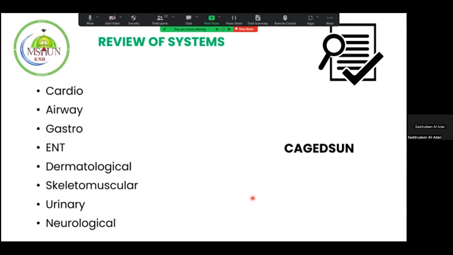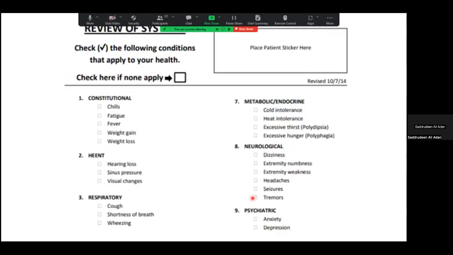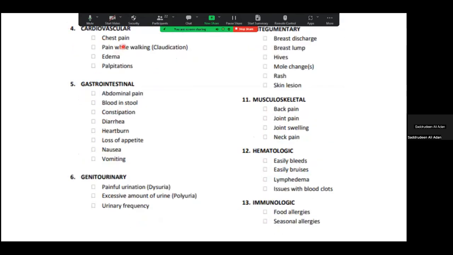I'm not saying you use this, but this is just how you can do your review of systems, a quick overview. For example, just three things and move on. Neurological, you can check about dizziness, numbness, weakness, headache, seizures, and tremors. Cardiovascular, severe chest pain while walking or claudication, edema. Gastrointestinal, you can ask about abdominal pain, blood in stool, constipation, etc. This is just a rough overview. Just put three symptoms for every system, then tick, put an X.